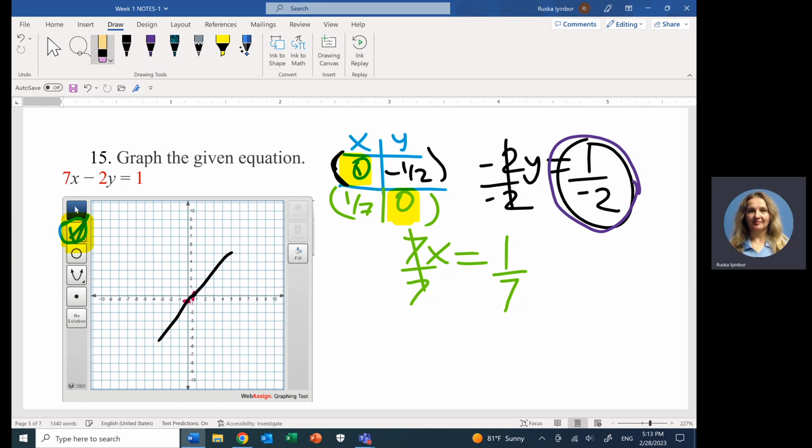The next point I'm going to pick is y equals 0. So when I replace y with 0, 2 times negative 2y is 0, so it's not there. So I'm going to get 7x equals 1. Divide both sides by 7, and I get 1/7. That's how I get this 1/7. So those are the 2 points I need to click on, and it's going to graph the line for me. Okay, nothing else. Just graph the equation.